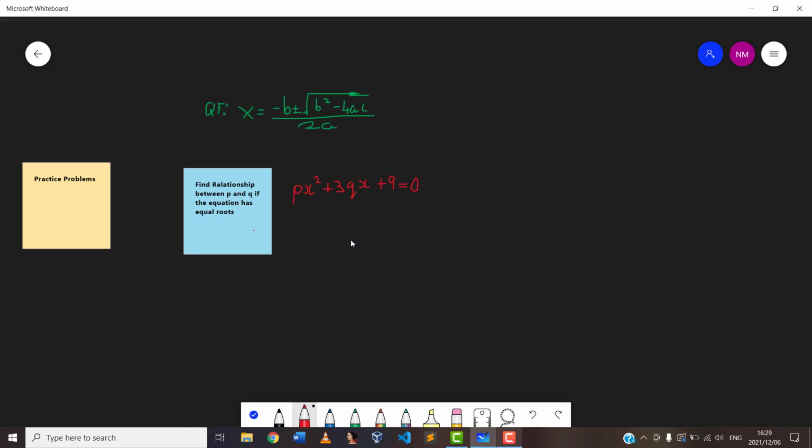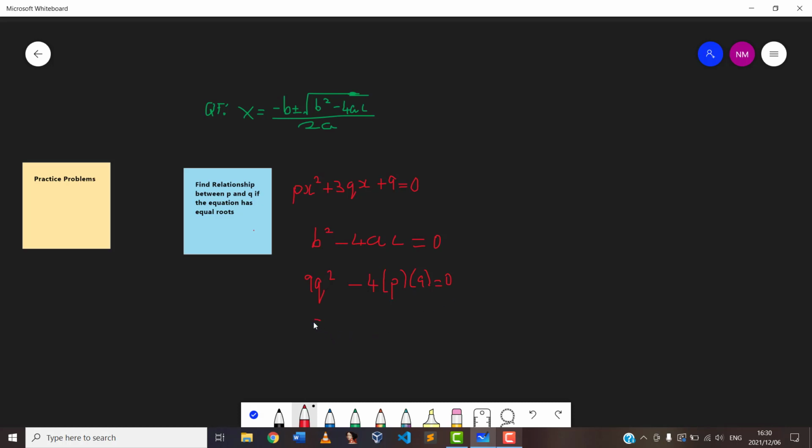So let's see what happens. So we say b squared minus 4ac equals 0, and we just sub in the values representing b, a, and c. So 3q would be b, so 9q squared minus 4, and p is a, and c is 9, equals 0. And we want to find the relationship between q and p, so we're going to move one of them to one side.